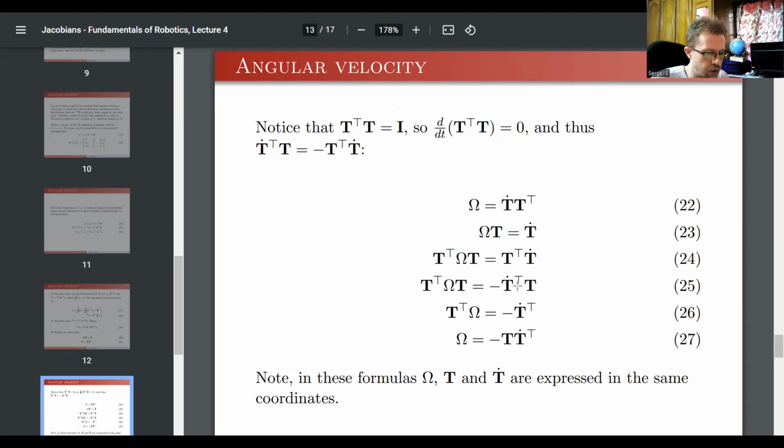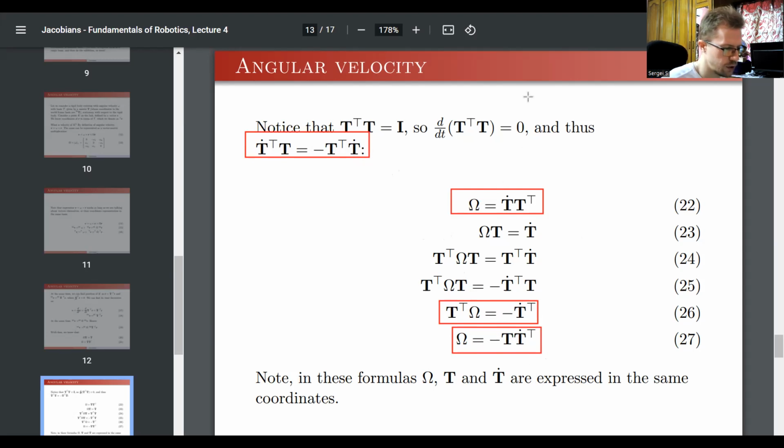Now, what we can do next is multiply it by t transpose on the left. Get rid of this t, and we get t transpose omega equals minus t dot transposed. And we can multiply it by t, and we get omega is equal to minus t dot t transposed, which we could have gotten from here, I guess, somehow, using probably some discussion of this guy. But no matter. We got it somehow this way.